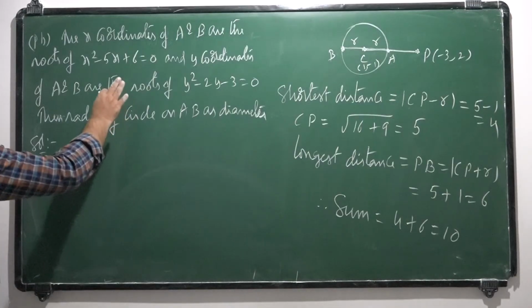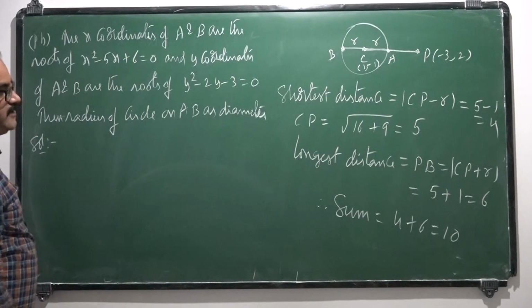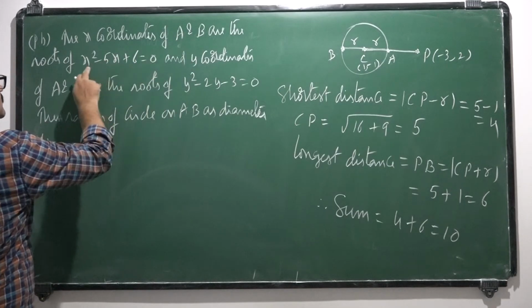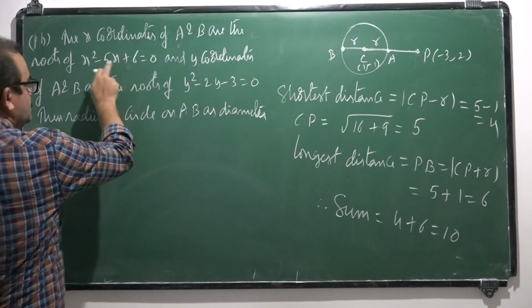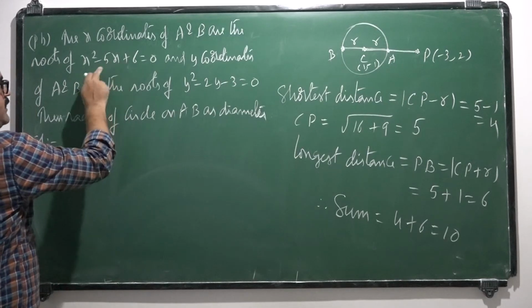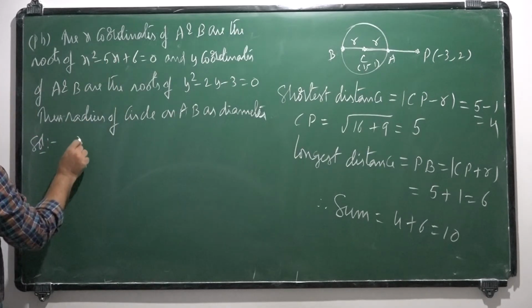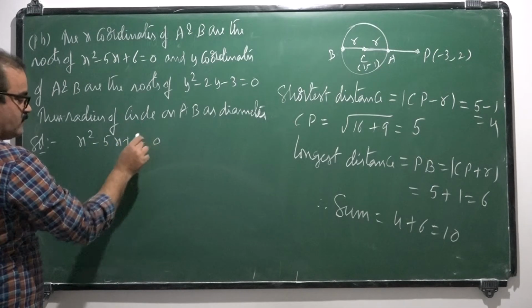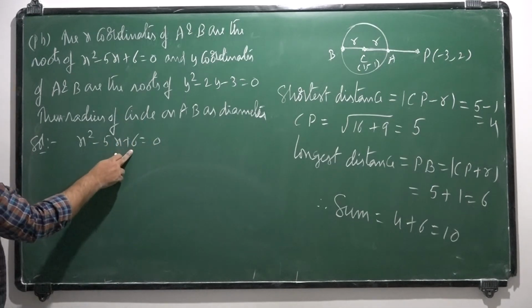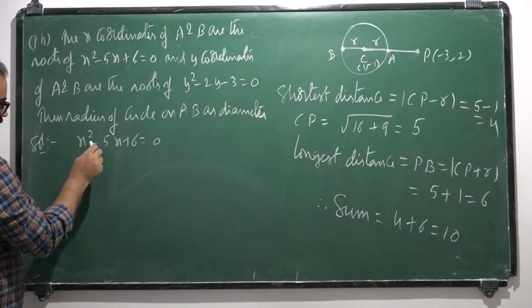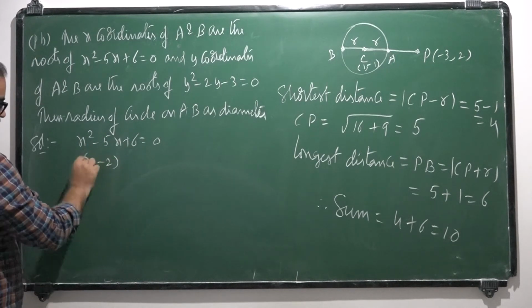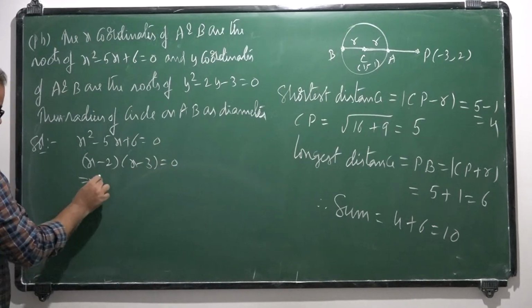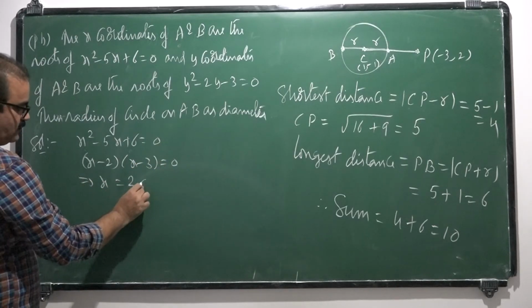Here the points A and B are not given, but x coordinates of A and B are the roots of this equation. So solve this equation and find the roots. Two into 3, 6. 2 plus 3, 5. So it is (x minus 2) into (x minus 3) is equal to 0. So x is equal to 2 or 3.